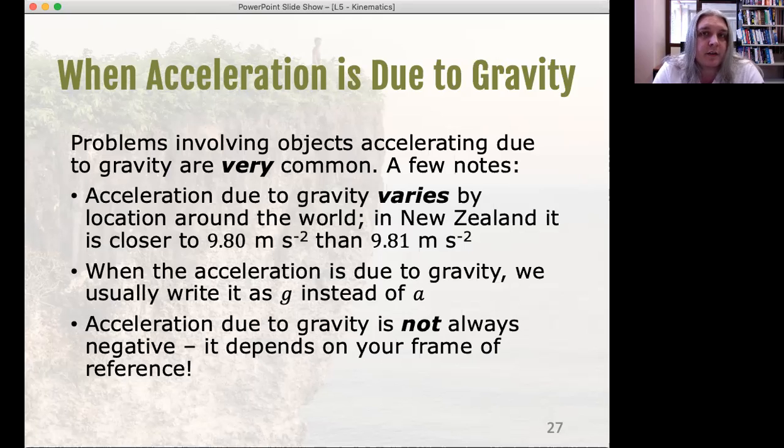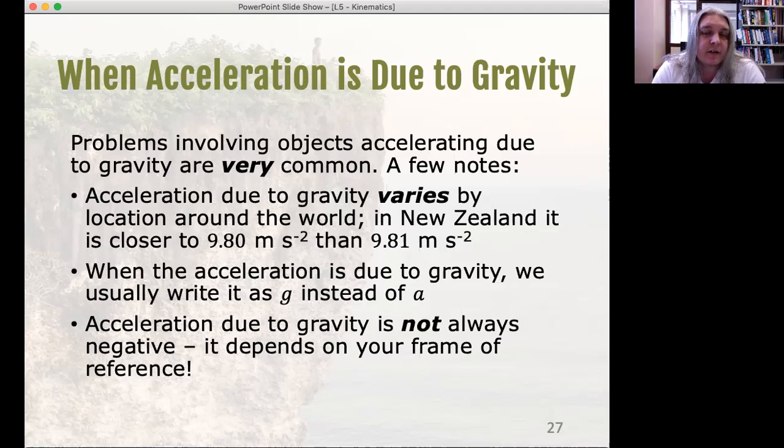There is a link on the stream site to a website that allows you to find gravity at your exact coordinates using some theoretical models. So feel free to go and have a play with that if you want to check gravity in your location. Otherwise, if you're in New Zealand, use 9.80. If you're in probably Australia too, I'm not certain on that. But if you're in the Northern Hemisphere, then 9.81 is probably closer to what you need.